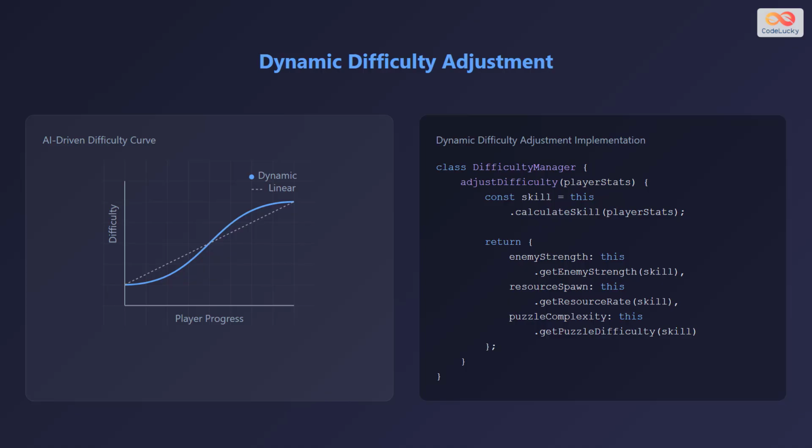The AI-driven difficulty curve graph shows player progress on the horizontal axis and difficulty on the vertical axis, with a dynamic curve and a linear curve for comparison. This showcases how AI can create a more personalized and adaptive gaming experience.